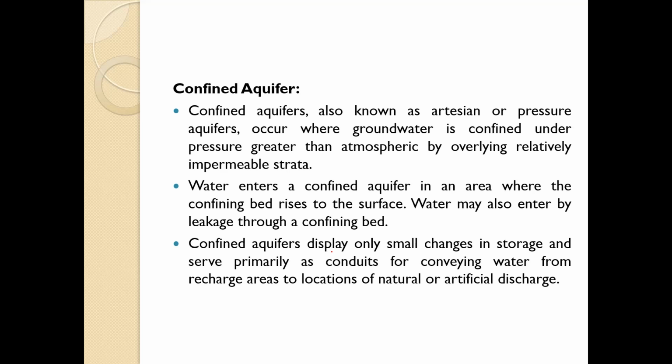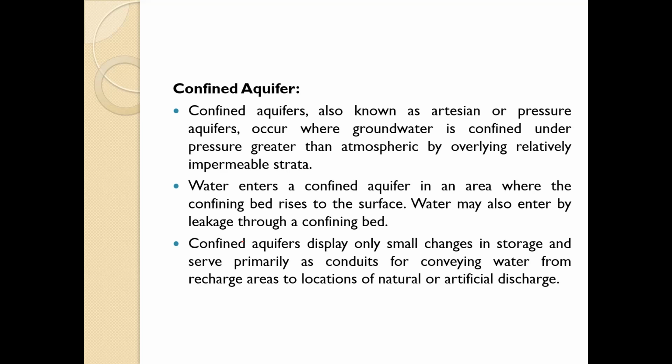When we dig wells for water, the water comes with pressure from these confined aquifers. Water enters a confined aquifer in an area where the confining bed rises to the surface. Water may also enter by leakage through the confining bed. So the water enters this confined aquifer from an area where the confining bed rises to the surface, and sometimes through leakages in the confining bed.